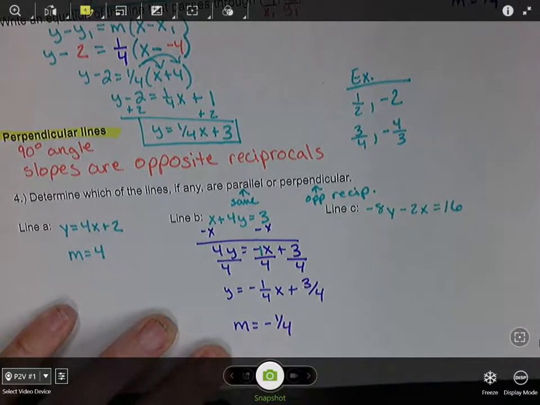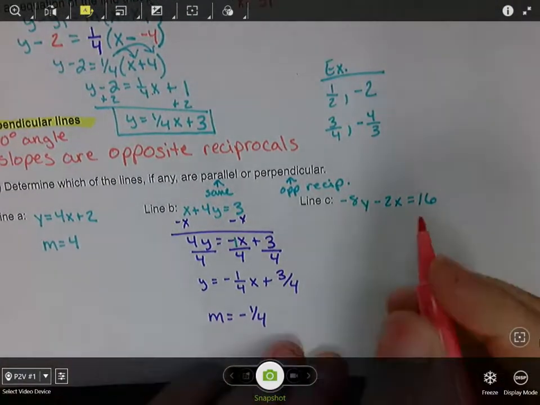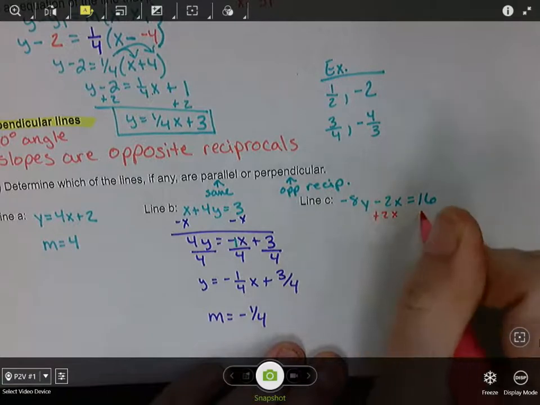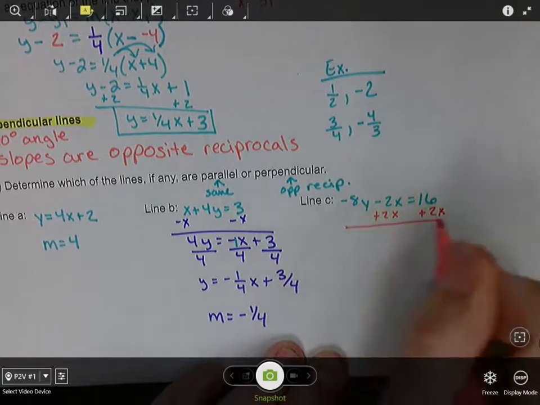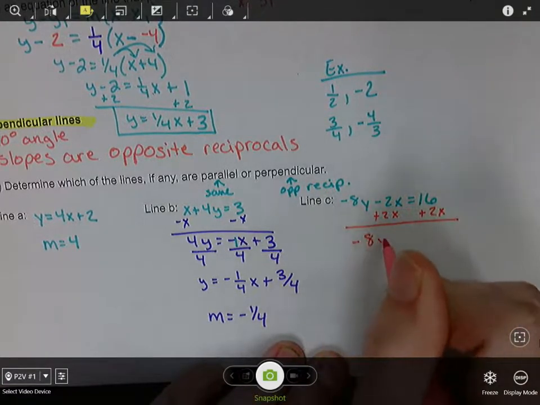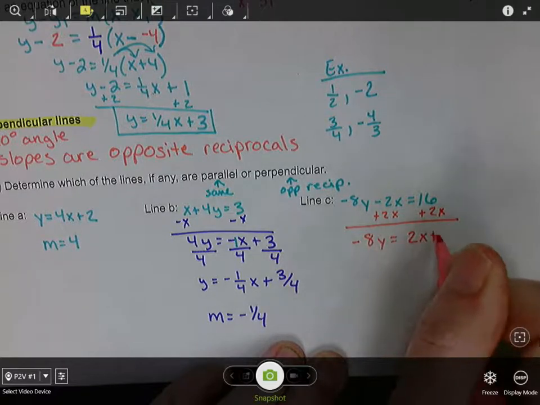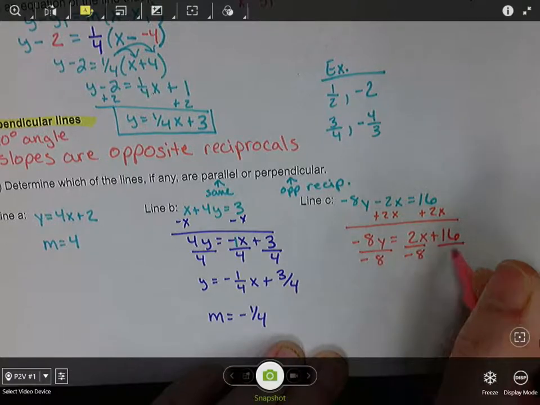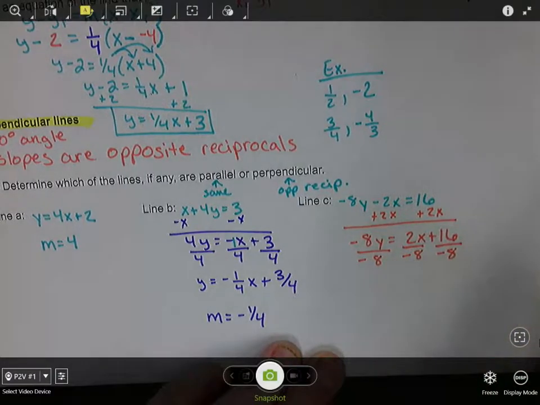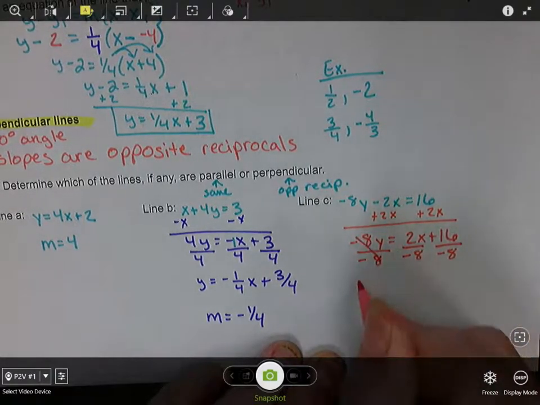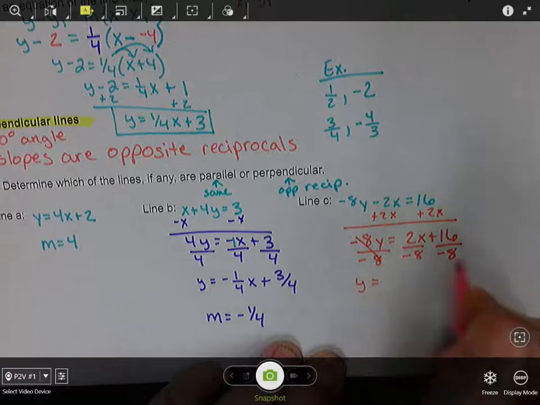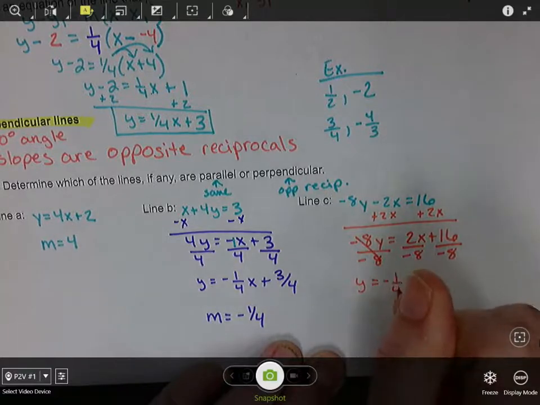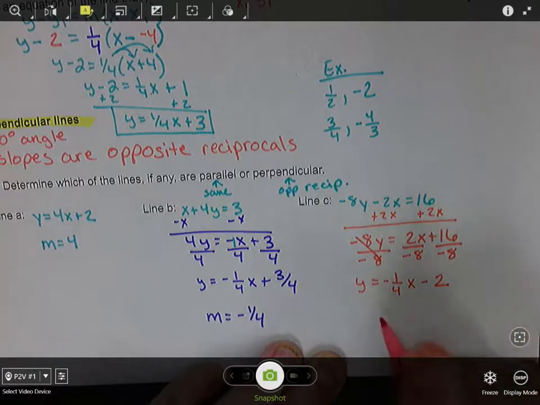And then line C. First, we have to add 2x over to the other side. I get -8y equals 2x plus 16. Divide everything by -8. These cancel, and I get y equals 2 divided by -8, which is -1/4 x minus 2. So right away I can tell that my slope is -1/4.